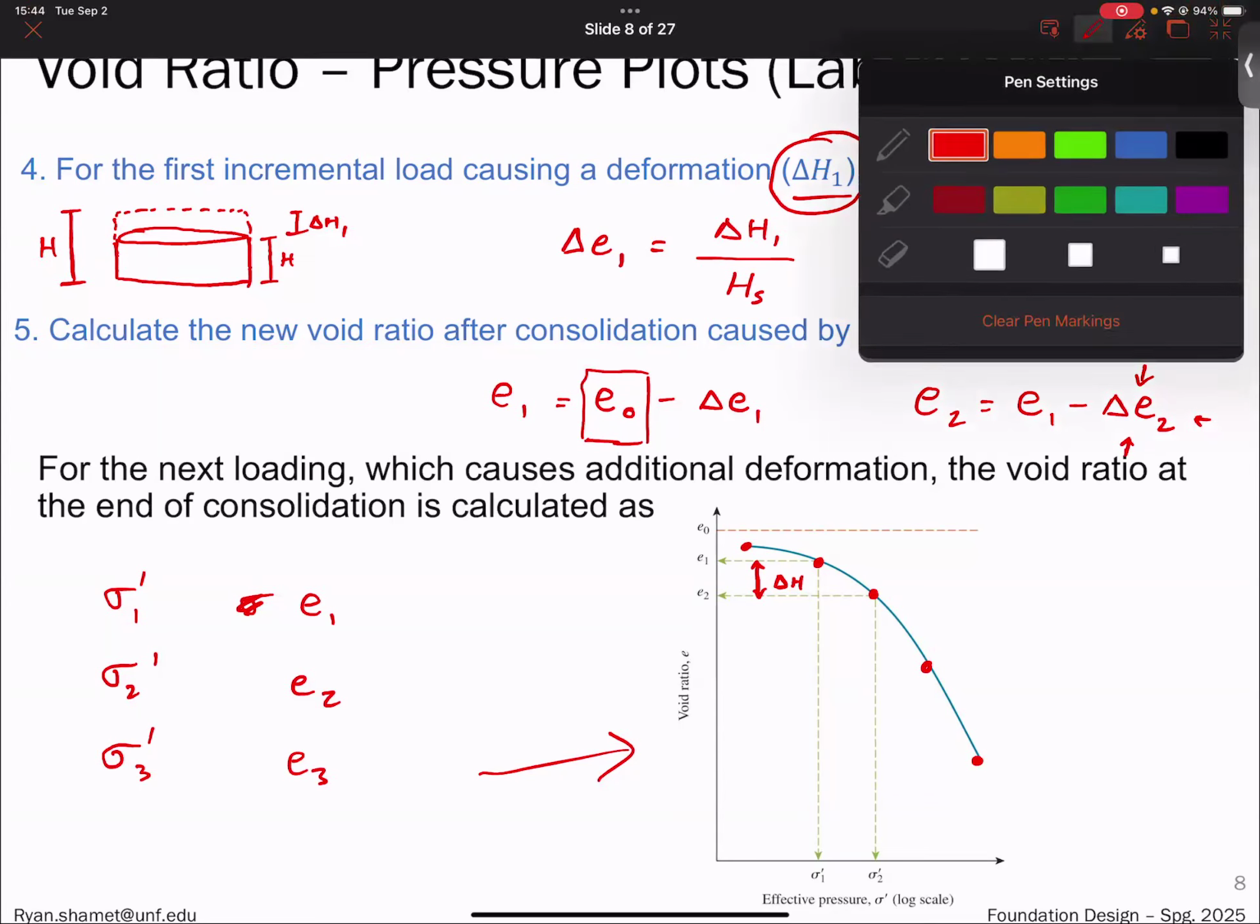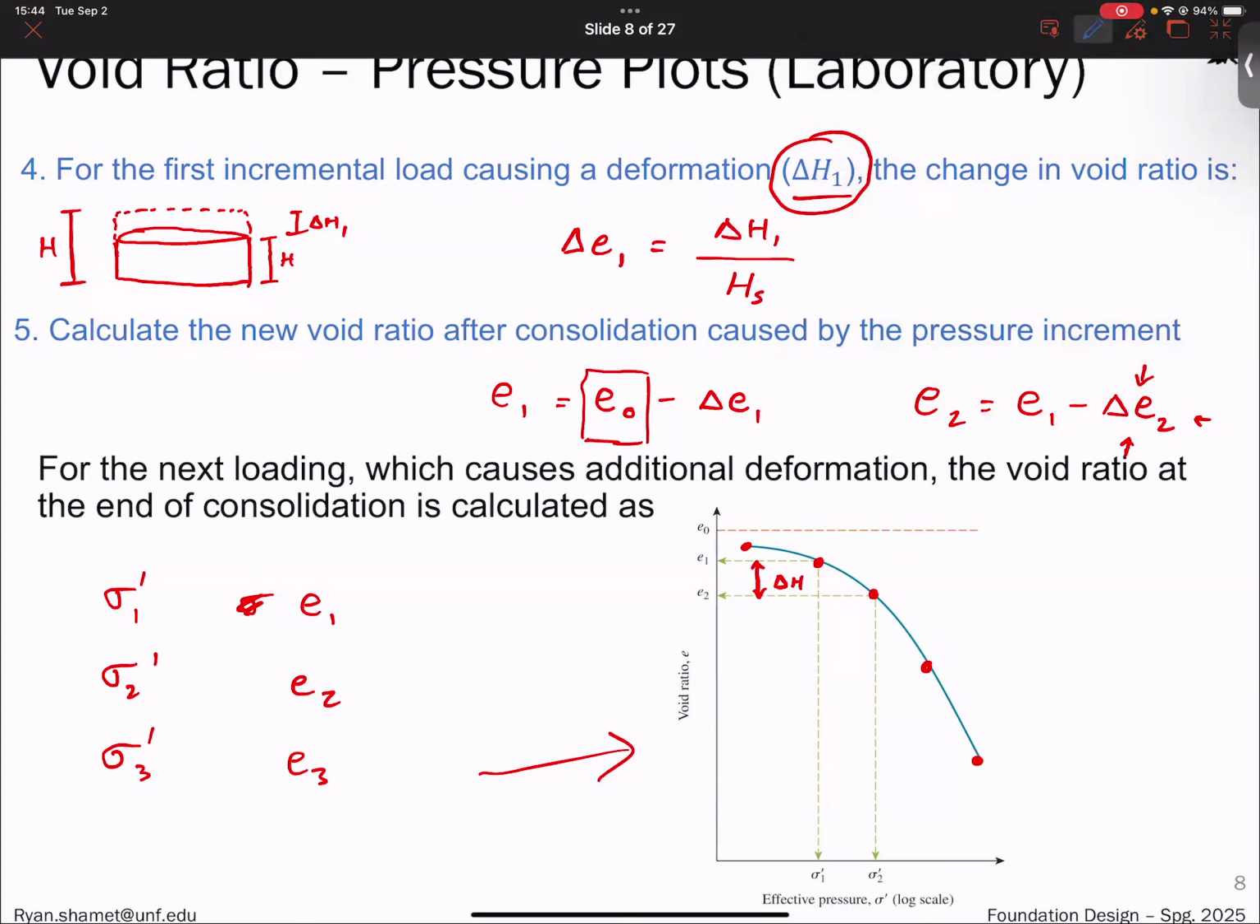So if you remember, there are 3 things that are important to read from the pressure plot, or whatever you want to call it here. There is this slope here.